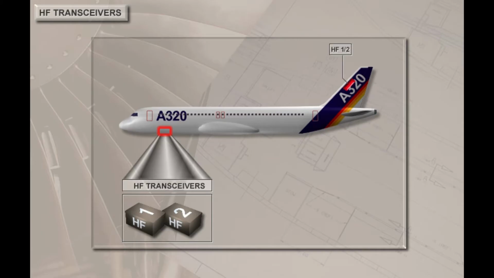The aircraft may be equipped with 1 or 2 identical HF communication systems. Each system has a separate transceiver in the avionics compartment, and if 2 systems are installed, a common tuner and a common antenna in the vertical stabilizer.